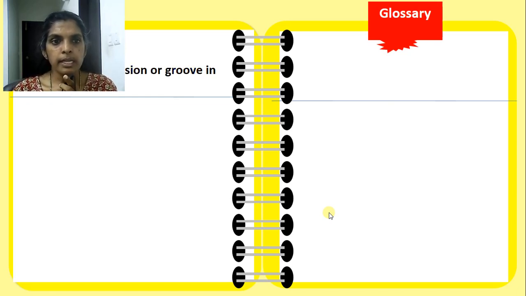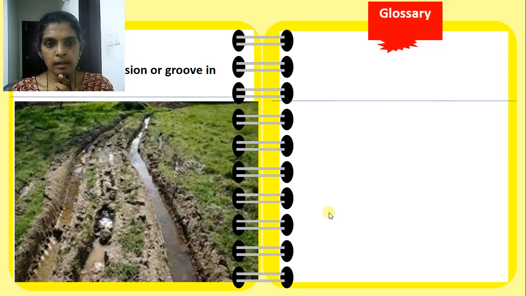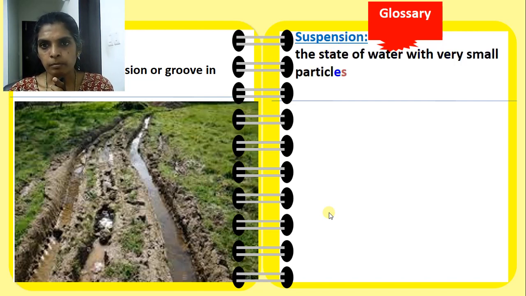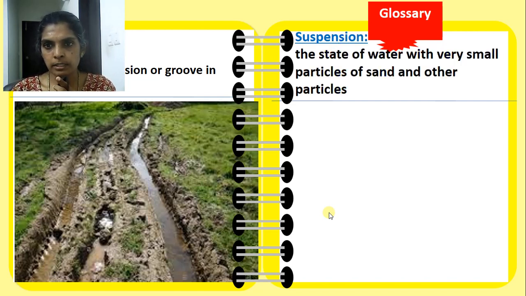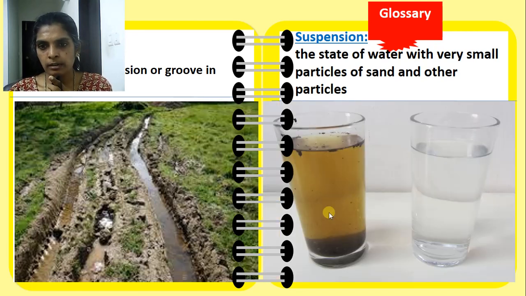Ruts, deep paths or depressions or grooves in the land. See, this is a rut. Okay, this is a smaller one. A rut is like a path through which water can go. In the land, these depressions are formed. They are called ruts. Suspension, the state of water with very small particles of sand and other particles. If you can see here on the left side, this is a suspension. That means it has many other small particles. This is clear water on the right side.